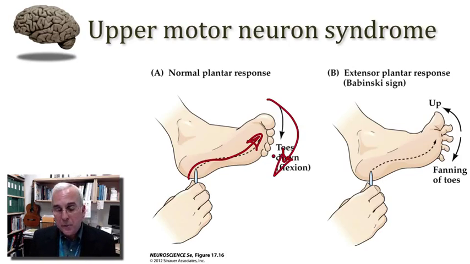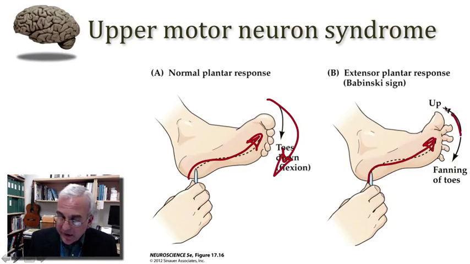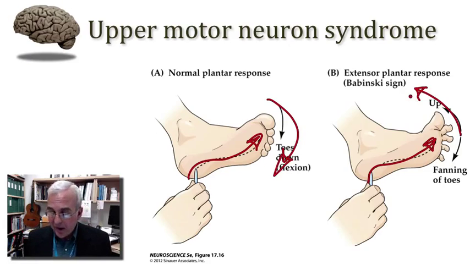Someone with damage to upper motor neurons might have a very different sign. With this heel to ball of the foot stroking with a sharp object, we would see an upward turn of the great toe and a fanning out or an extension of the remaining toes. So this is quite a different sign than what we observe with an intact nervous system. Now the problem with the Babinski sign is that it's just not that good. That is, it has relatively low specificity and sensitivity.